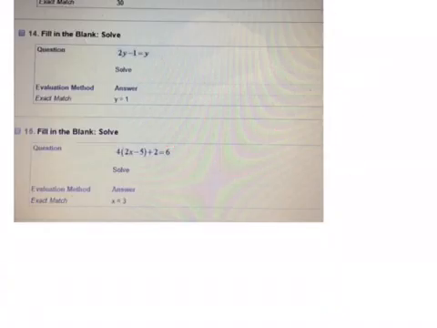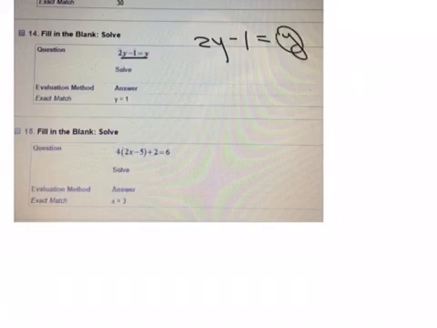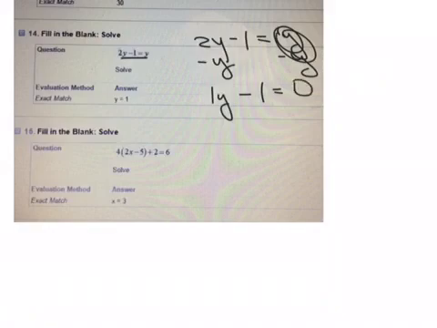So for number 14, we're trying to find out what y is. Remember we try to get all the y's together and all of the other numbers together on one side of the equal sign. So I'm going to move this over, so I'm going to subtract it from both sides. So 2y minus y is 1y, minus 1 equals y minus y is 0. Then I'm going to add 1 here, add 1 there, and that makes that go away. So I have y equals 0 plus 1 is 1.